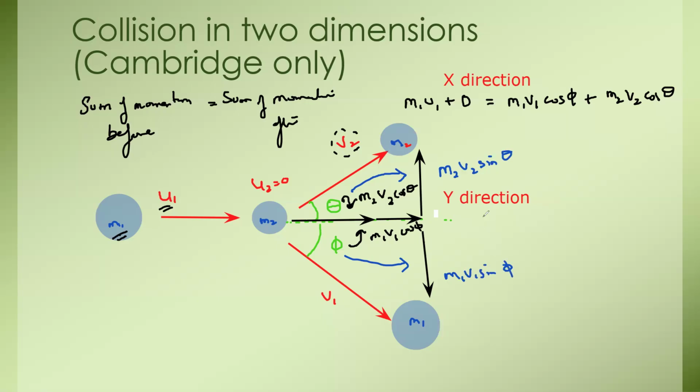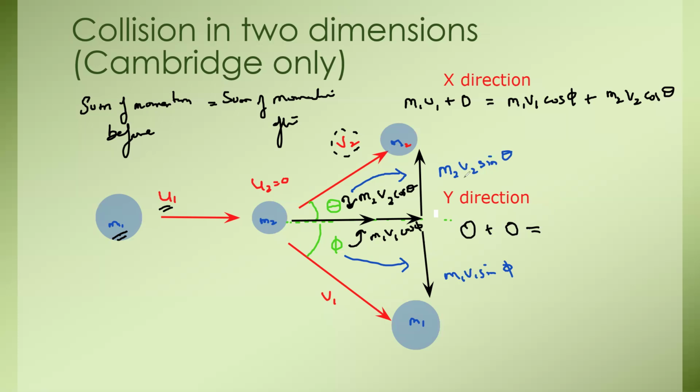Now, if you want to write an equation for conservation in y direction, first, the momentum before should equal the momentum after. This object is not moving in the y direction, so its momentum in the y direction is 0. Same thing, m2 is not moving at all, so it does not have any component in the y direction, so both are 0.